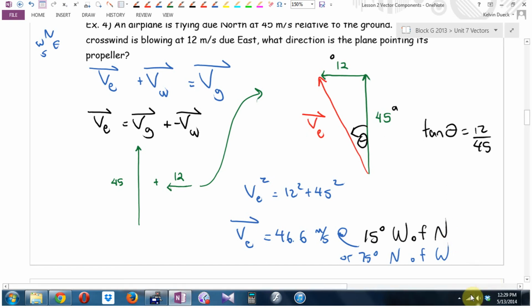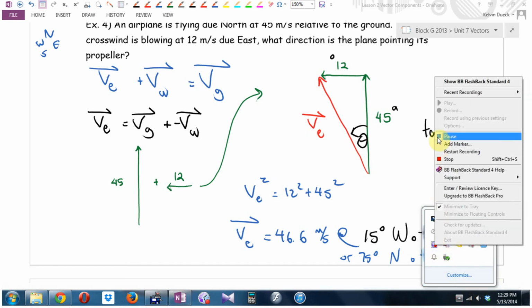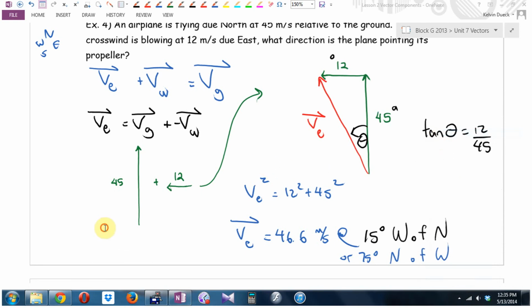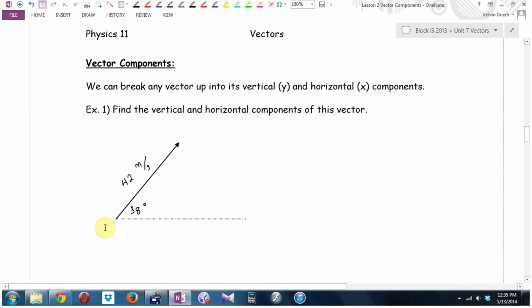Put your pencils down. Turn the page. We've been adding vectors tip to tail to get slanties. And now what we want to do is reverse that process. It's called vector components. We can break any vector up into its vertical, and we'll use the letter Y as our abbreviation for vertical, and horizontal, and we'll use the letter X as our abbreviation for horizontal components. Show you what I mean.